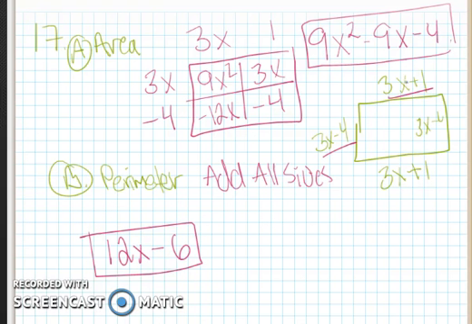And there you go. Area, you multiply length times width. Perimeter, you add all 4 sides. Don't forget that.